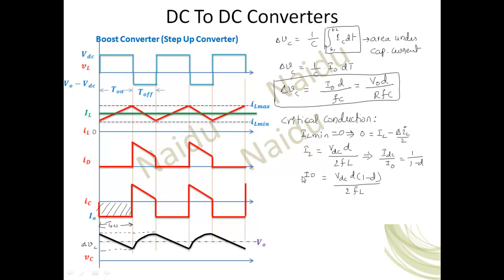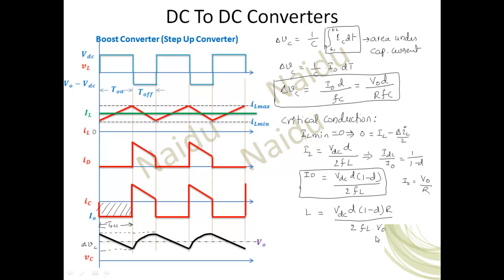So you can take it as a mean current. This is the minimum current required to have the critical conduction. Otherwise you can take it for the inductor, generally we will go for the inductor. L equal to, I naught we know, I naught equal to V naught by R. So if you substitute here, V naught by R comes to the numerator. That means L equals VDC into D into 1 minus D into R divided by 2FL into V naught.